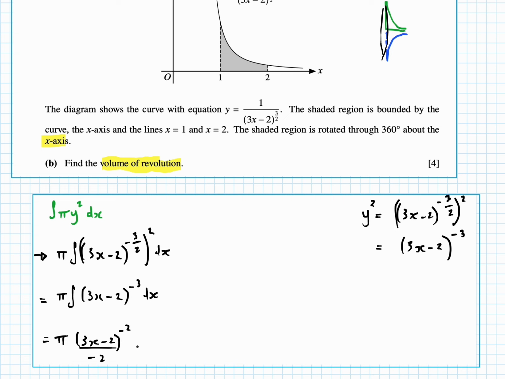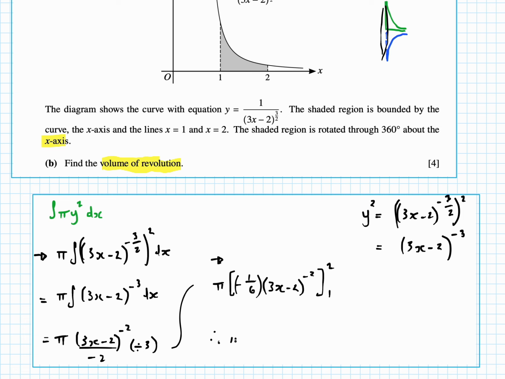And when you've integrated, you can simplify by plugging in the boundary values that you were given. Don't forget the chain rule there as well. Once again. And so that's simplified down. And now our boundary values are 2 to 1 on the x-axis.